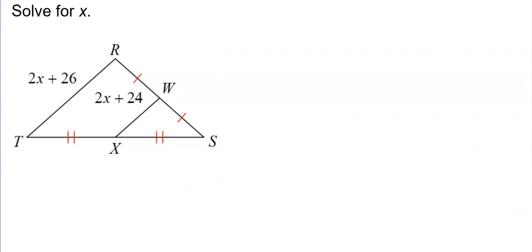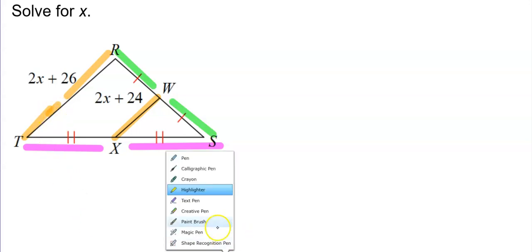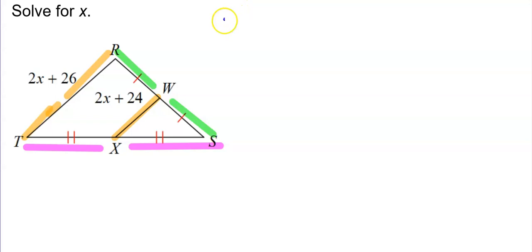Now let's solve for x. What's going to help me solve for x is this side got cut in half. This side got cut in half. So that makes this segment, WX, a midsegment, and WX is 2 of these oranges. So we have a rule, remember this from the very beginning: 2 midsegments equal the side they don't touch.